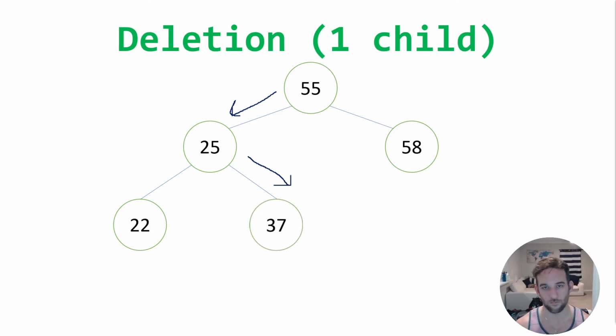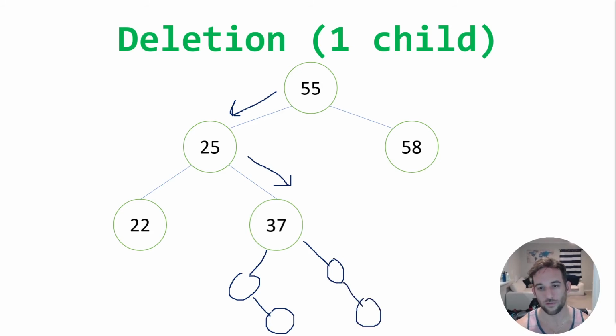Just like that, okay? Then if there were any nodes attached to 37, they go along with it, because all we're doing is moving the reference point from 25 to 37. And 37 still has all the other references to these nodes. And that's it.